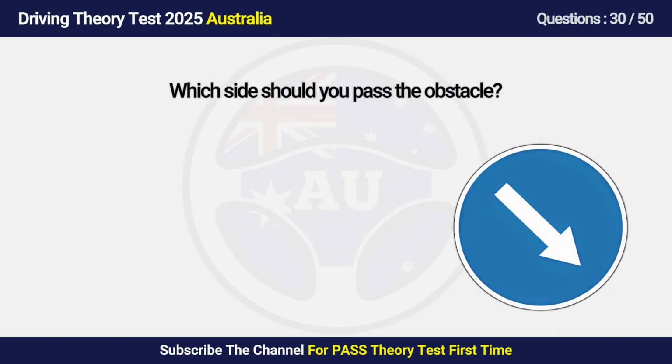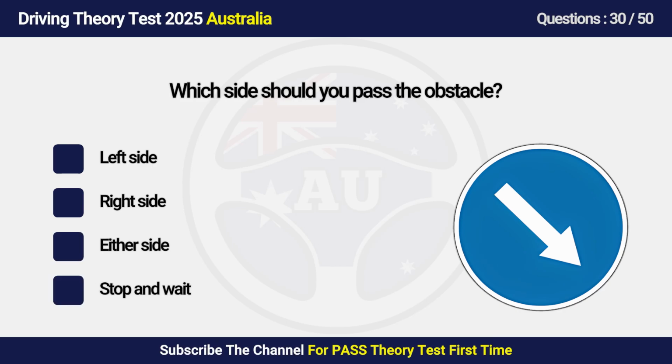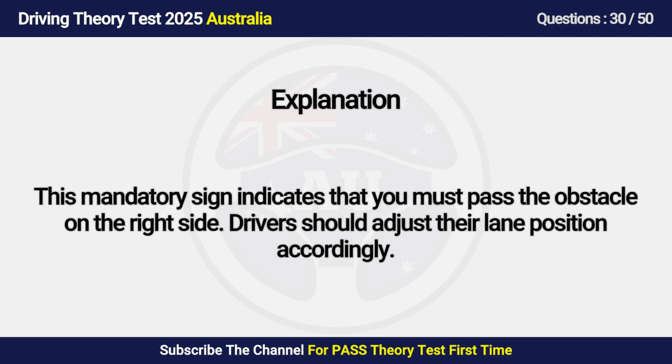Question 30. Which side should you pass the obstacle? A. Left side. B. Right side. C. Either side. D. Stop and wait. Answer is B. Right side. This mandatory sign indicates that you must pass the obstacle on the right side. Drivers should adjust their lane position accordingly.